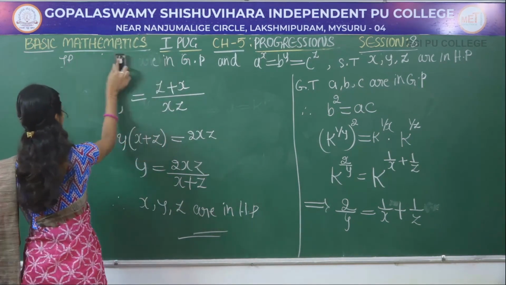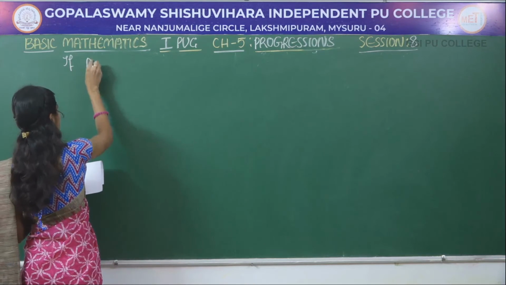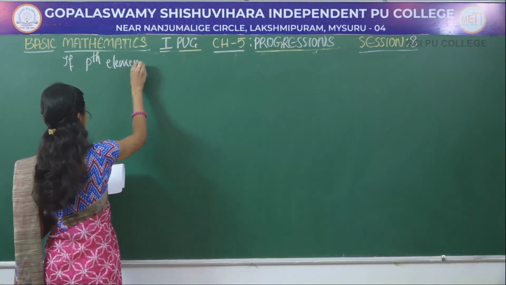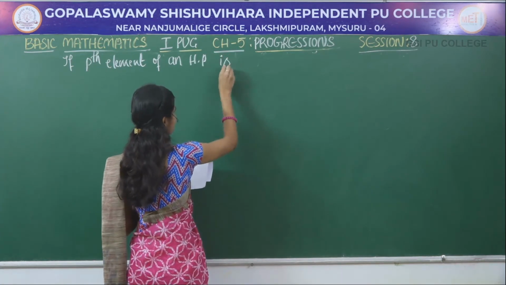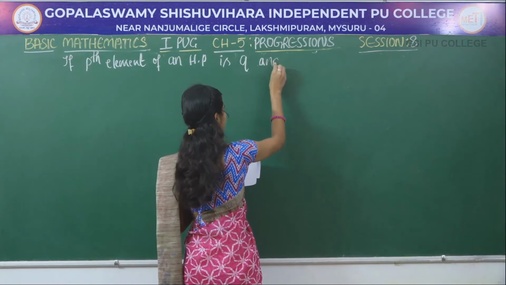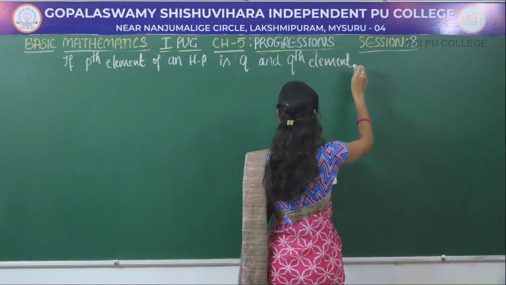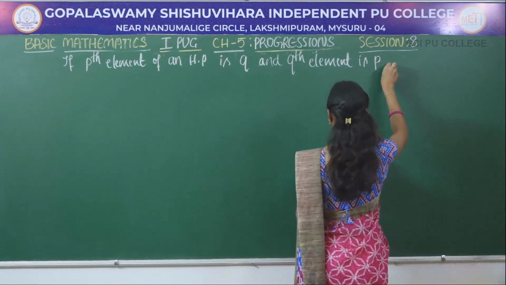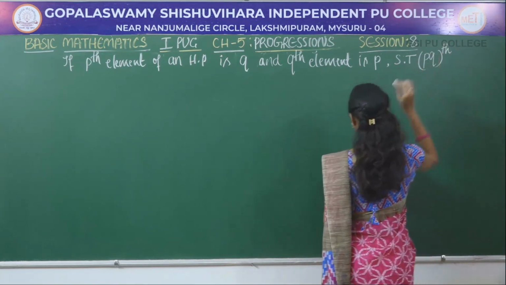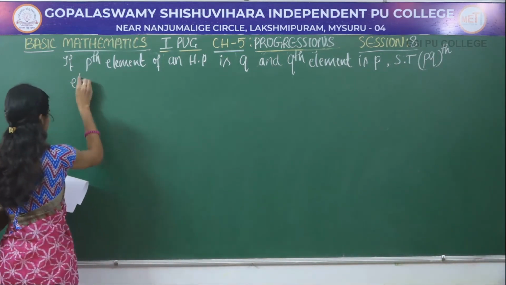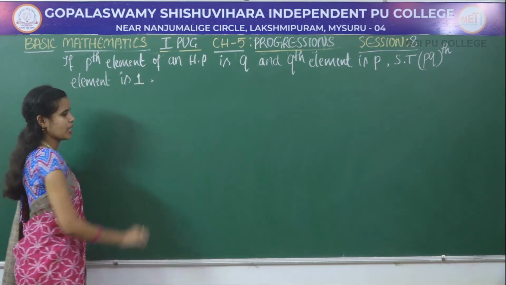Last one. Next problem. If the pth element of an HP is q, and the qth element is p, show that the pqth element is 1.